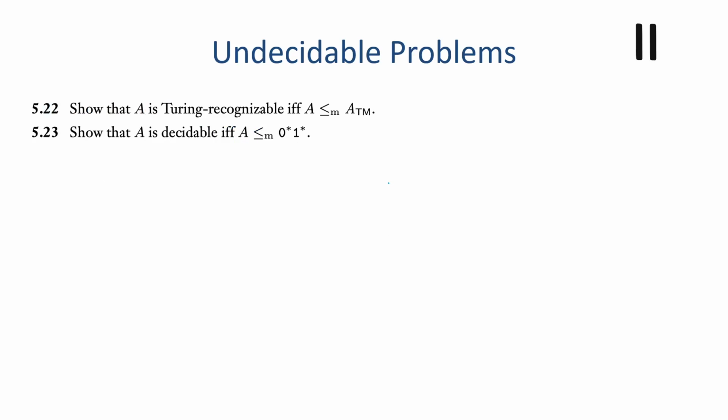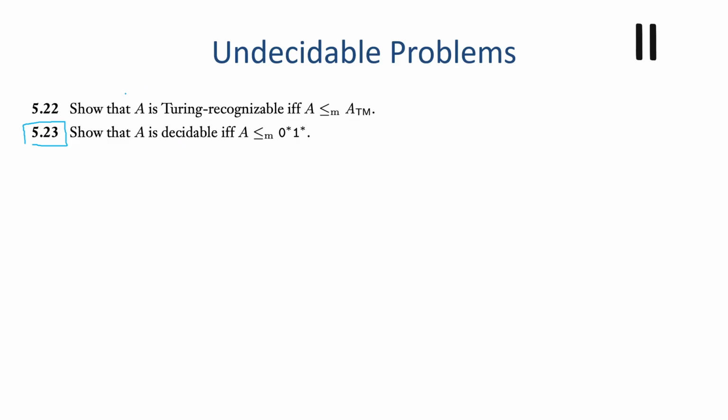Now, we come to the third type of problems we've worked with, which is reducibility. So undecidable problems here with reducibility. Well, let's do these. We already solved 5.22 last time, so right now we'll focus on 5.23, but it's a similar vibe to the previous one. Show that A is decidable if and only if A is mapping reducible to 0 star 1 star. What does that mean? Well, let's just do this one.